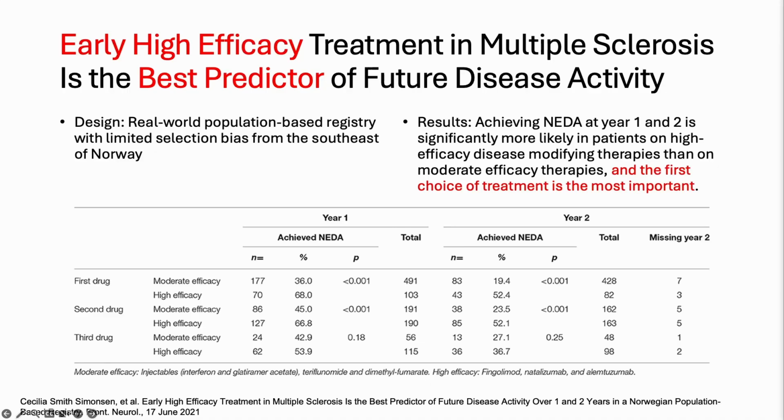A study done in Norway looked at patients who started highly effective therapies as their first drug, second drug, or third drug, and they measured the likelihood of achieving NEDA. And you can also see that patients who started disease-modifying therapies of high efficacy as their first drug had a 68% chance of NEDA. If that was started as a second drug, it dropped to 66%, and patients who started highly effective therapies as their third drug dropped to 53%. So all of these studies are telling us the same story, that if you use highly effective therapies as early as possible, the benefits are going to be higher.